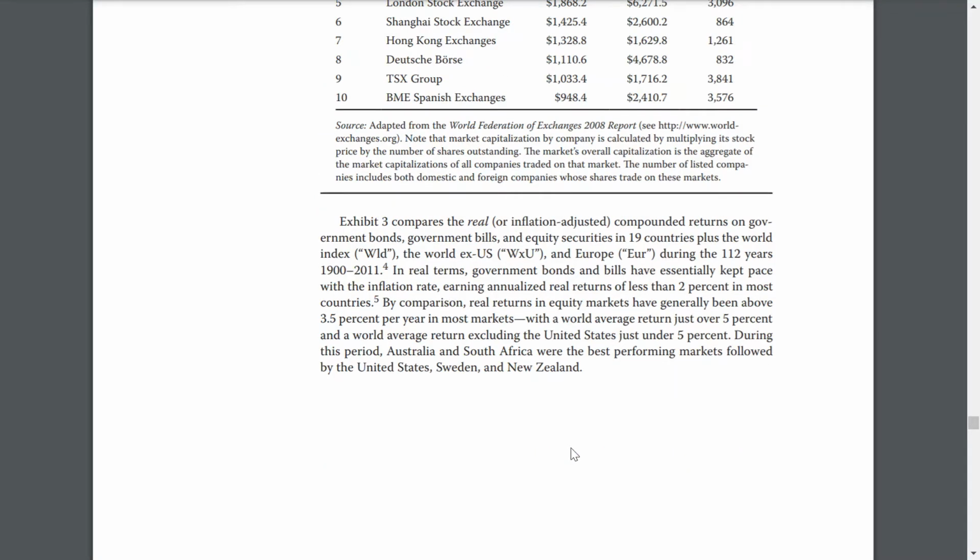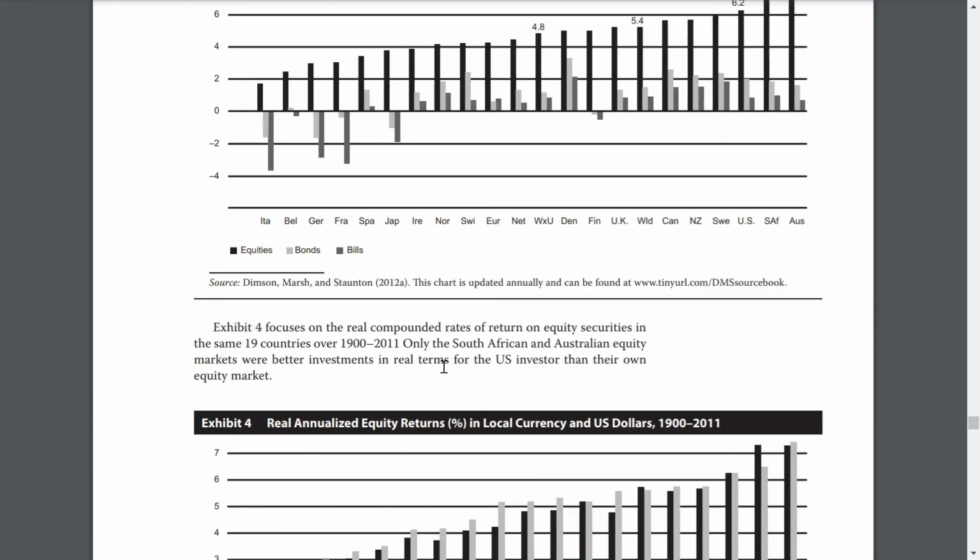Exhibit 3 compares real, or inflation-adjusted, compounded returns on government bonds, government bills, and equity securities of 19 countries plus the World Index, or the WOR, and the World ex-US Index. And so here's just a comparison between the countries, which is quite interesting. It's quite a beautiful graph if you think about it.